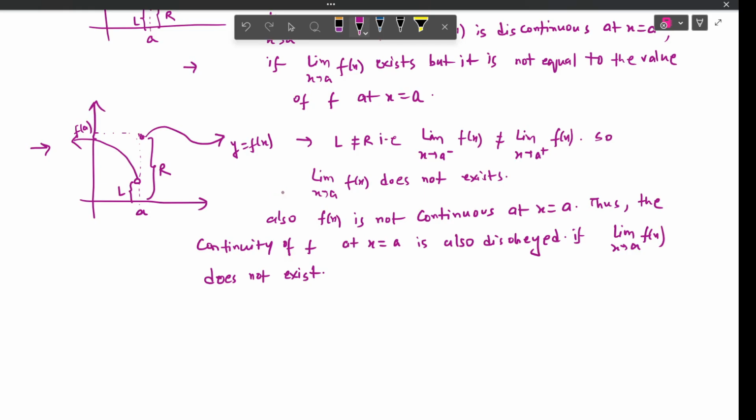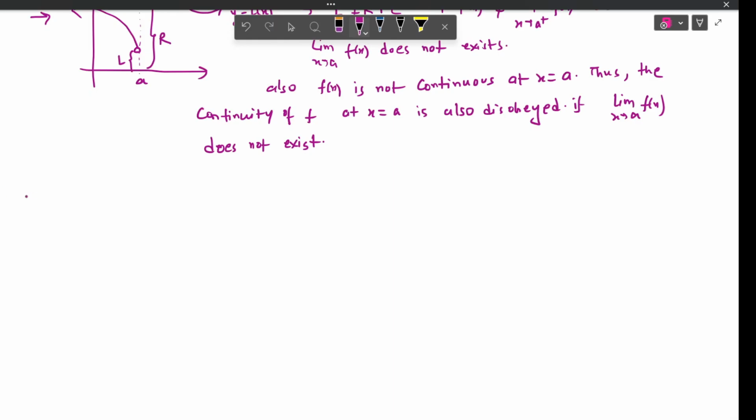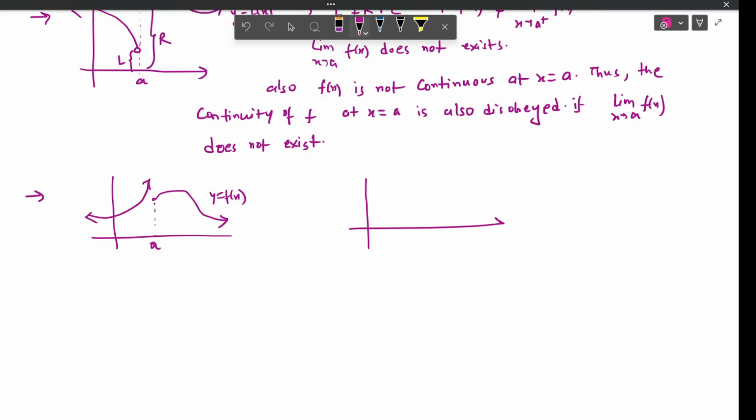right? So let us see another scenario. Let us say we have two curves which look like this. This is your y equals f(x) curve, and let us say another curve is this.